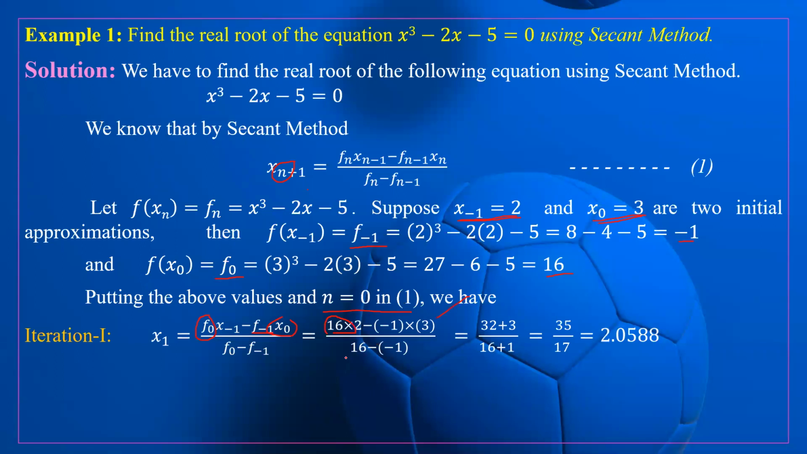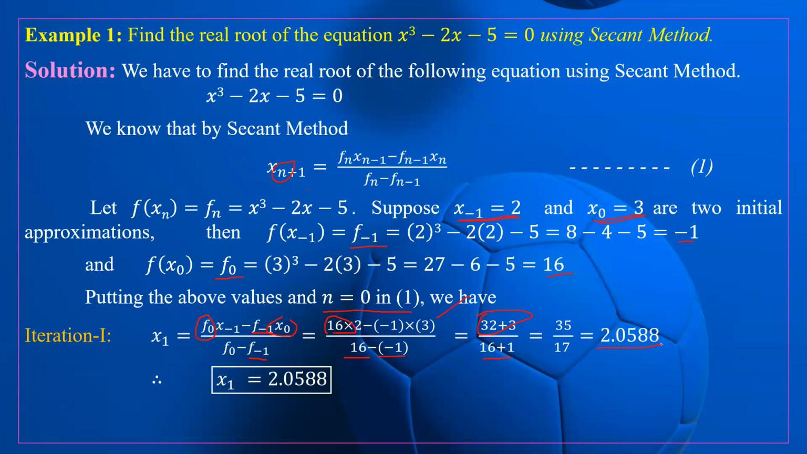And f0 is 16 minus of minus 1 because f of minus 1 is minus 1. So if we simplify this, it is 16 into 2 is 32, plus 3. So 32 plus 3 is 35 and 16 plus 1 is 17. So if we simplify it, what we are getting is 2.0588. So this is the value of x1. So this is iteration number 1. Now how to get iteration number 2?